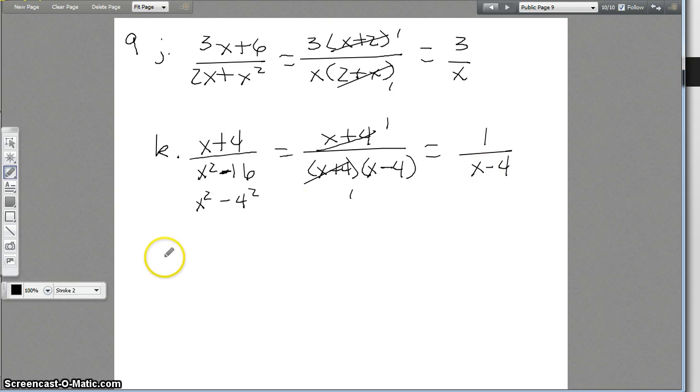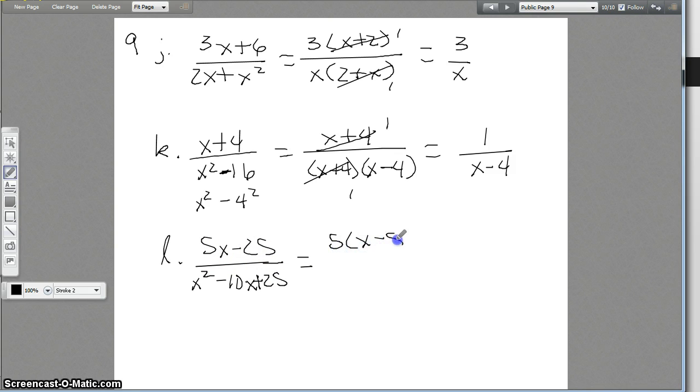The last part we're going to do from number 9 is part L, and that is 5x minus 25 divided by x squared minus 10x plus 25. Okay, so in my numerator, it's easy to see that I have a common term of 5, so I can factor that out, 5 times x minus 5. My denominator is also factorable.